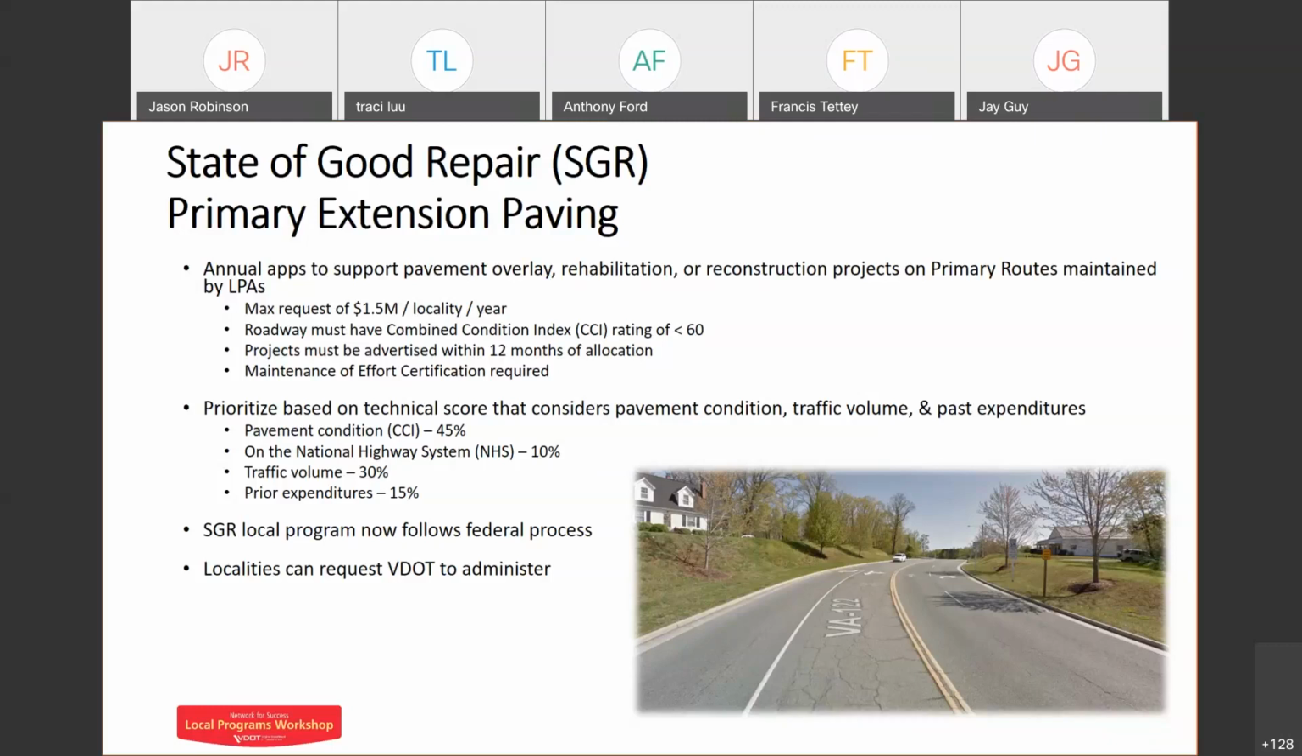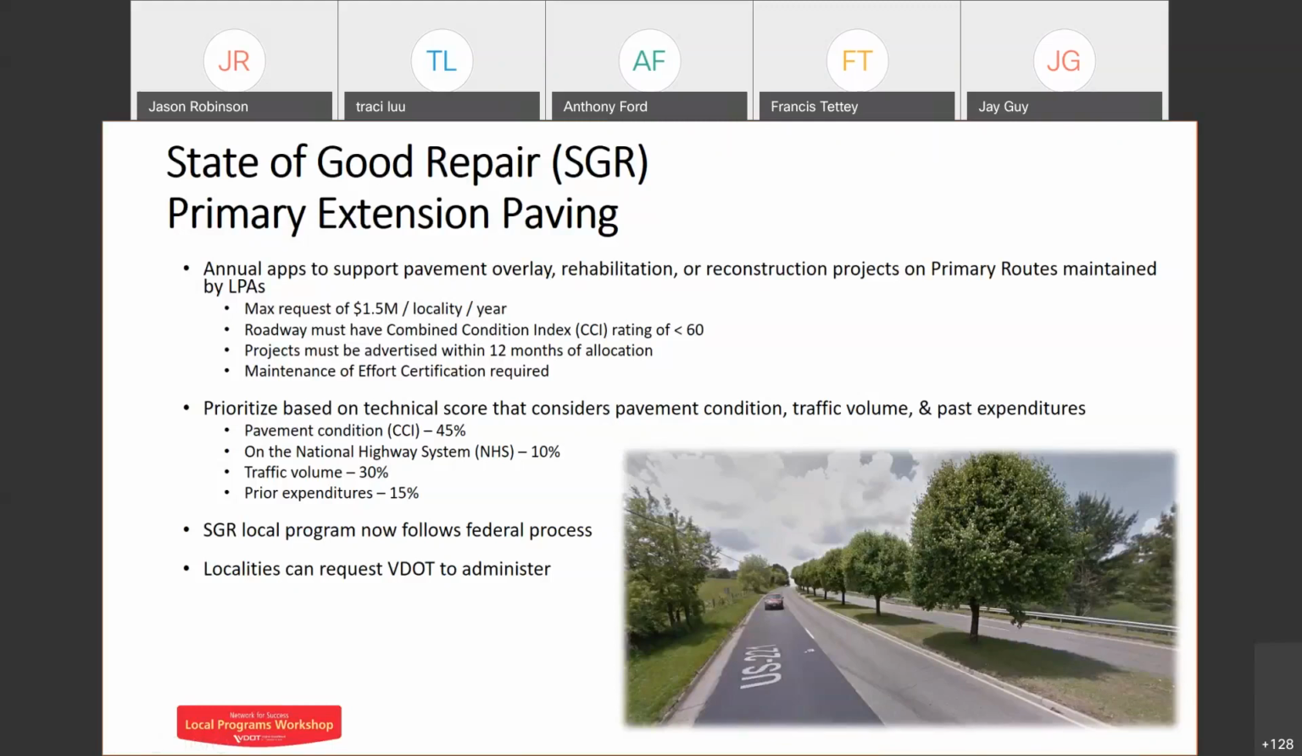The new thing before we leave this slide, and Jay, if you can go ahead and click, I think there's another image I have of another road section that we've done in our district, is localities can now request VDOT to administer. That happened over the last calendar year, and I think it was in response to the fact that this program now follows the federal process. We have opened the door to say if localities desire VDOT to administer the SGR primary extension paving project on their behalf, we will. And obviously that's going to require some coordination between the locality and your VDOT district staff. So encourage that communication. All right, Jay, if you want to go to the next slide.